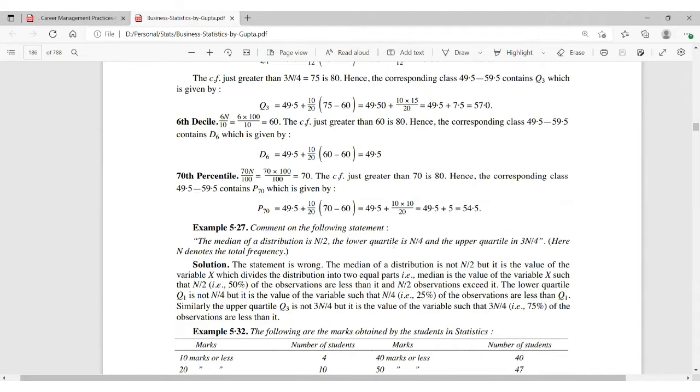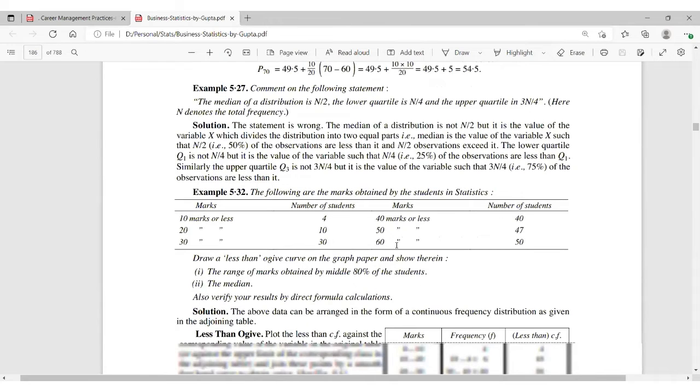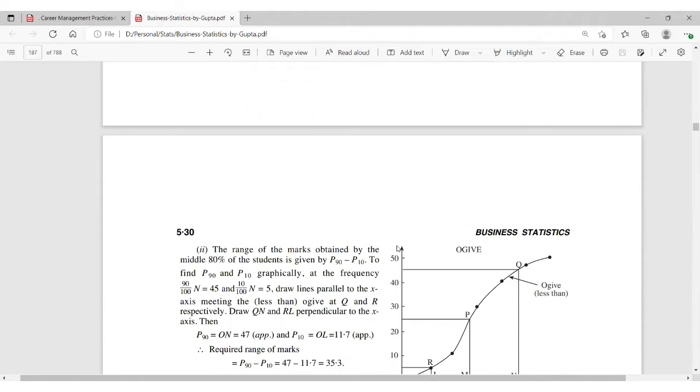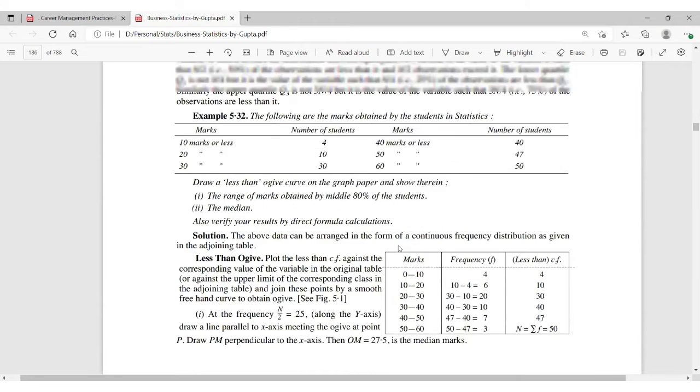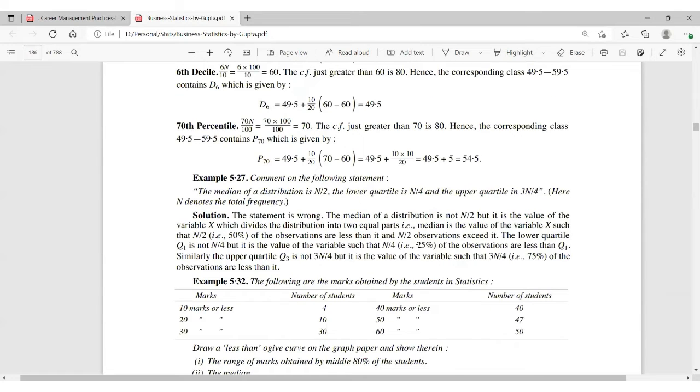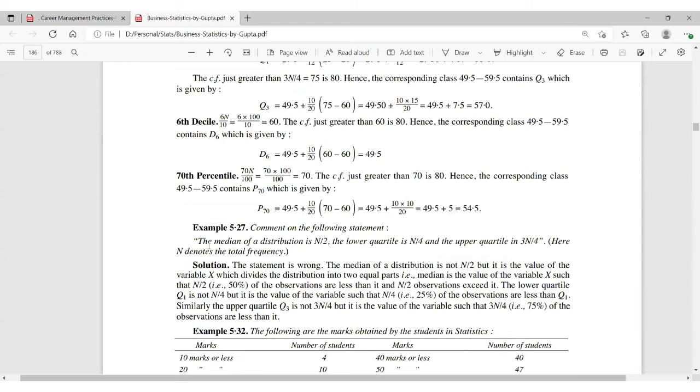Right? Is it clear? Is this clear? Similarly, you can find the 8th decile and the 32nd percentile. Do it. 32nd percentile and 8th decile.